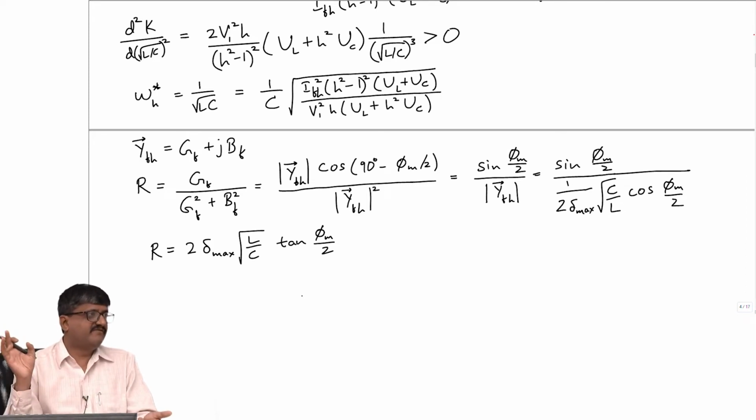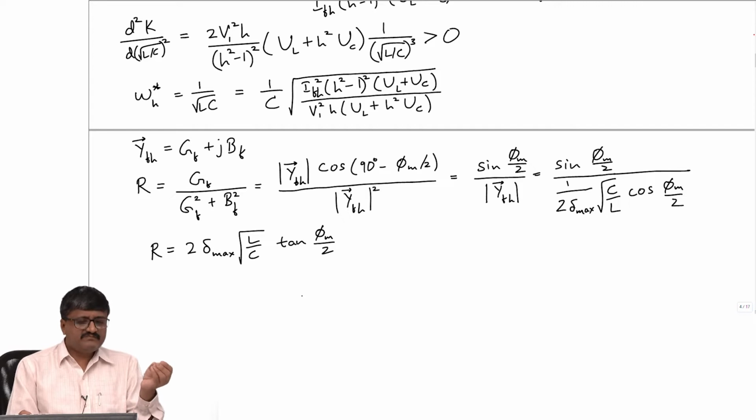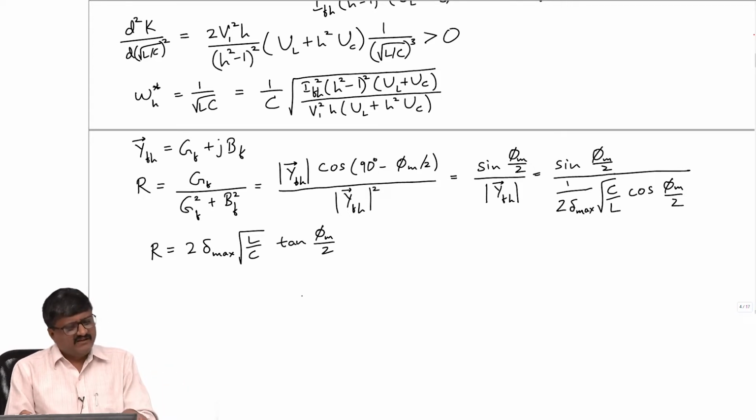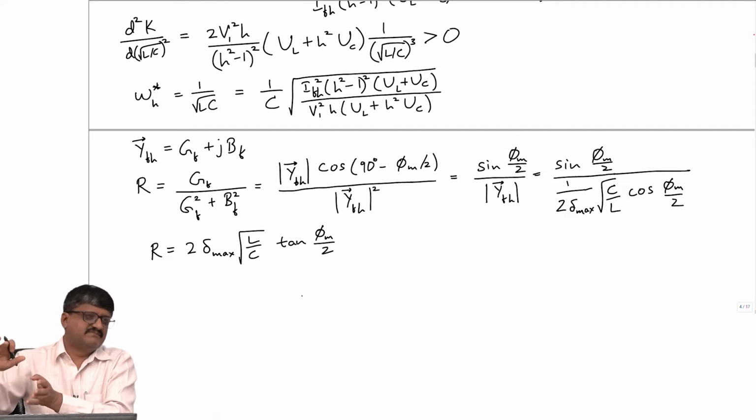But there are infinite number of harmonics. So, we will not be using infinite number of filters. We will use a few single tuned filters for a few dominant harmonics. And for the rest, we will use one single filter, which is a damped filter, which will try to filter out all the remaining harmonics.